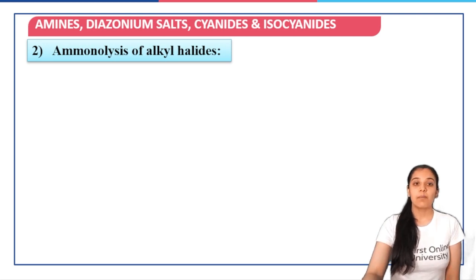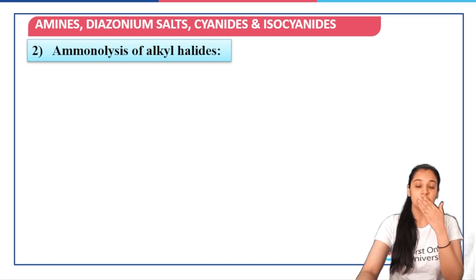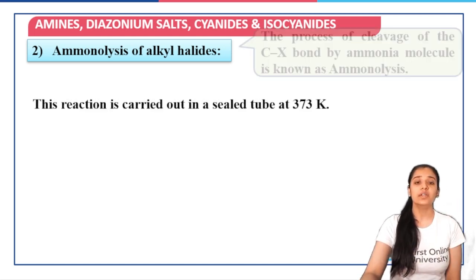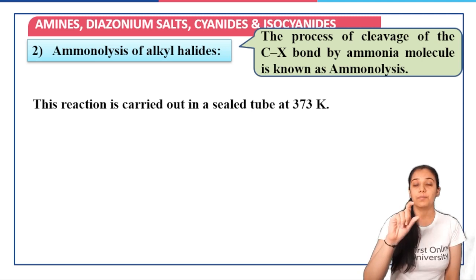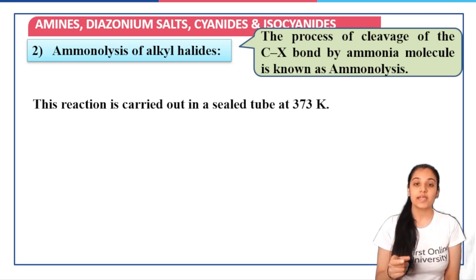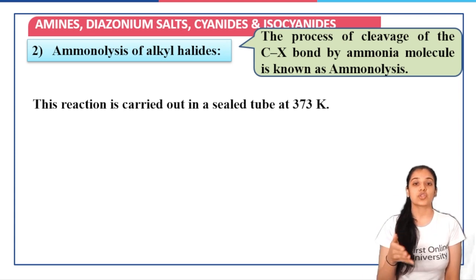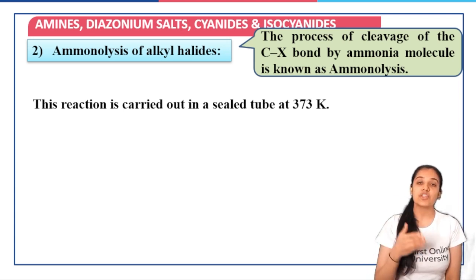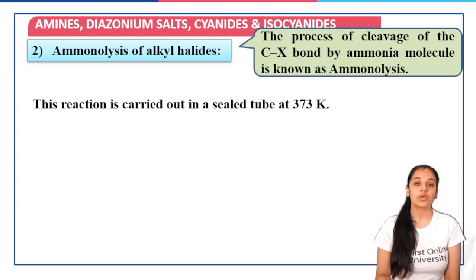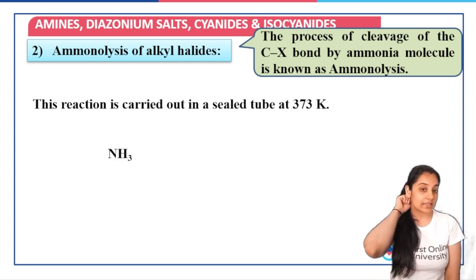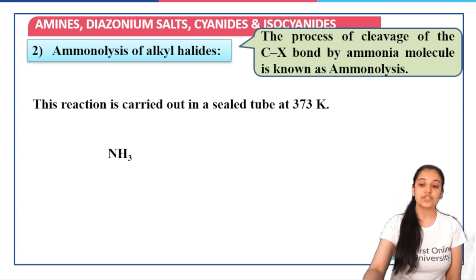The next method is ammonolysis of alkyl halides. Now, ammonolysis means breaking of the C-X bond basically, right? So that is lysis, breaking that is taking place in the presence of ammonia. That is, the cleavage of the C-X bond by ammonia molecule is known as ammonolysis, and the reaction is carried out at 373 Kelvin in a sealed tube.